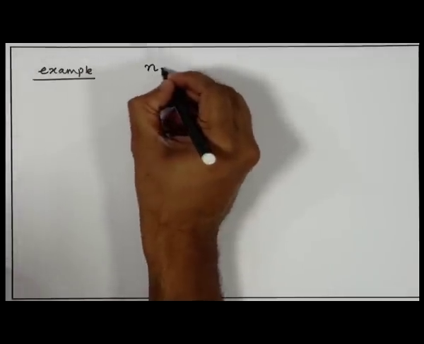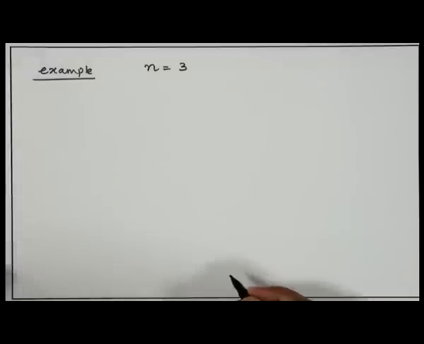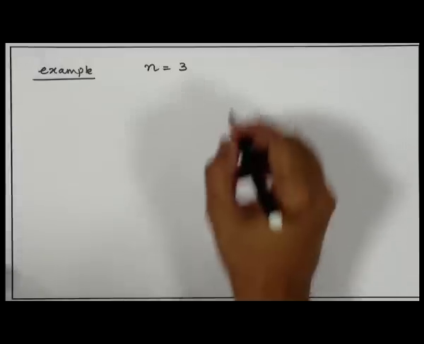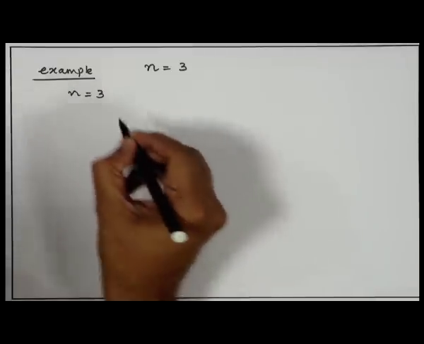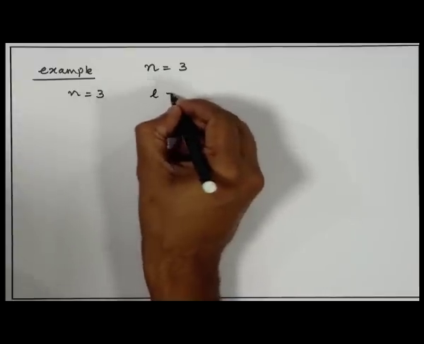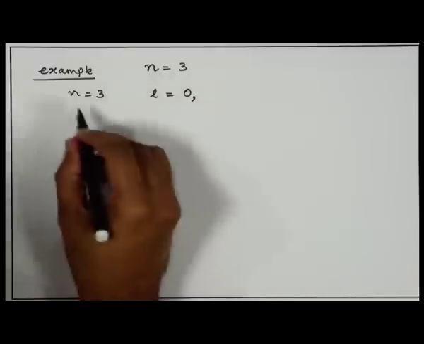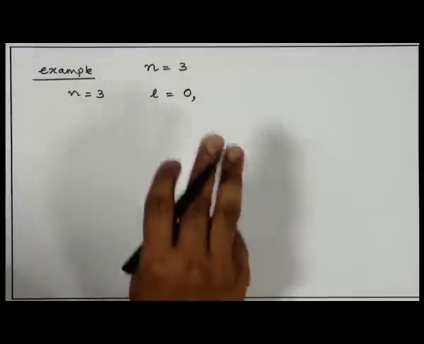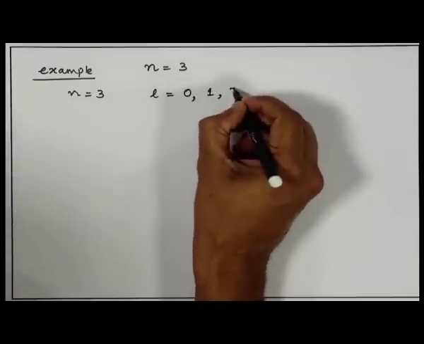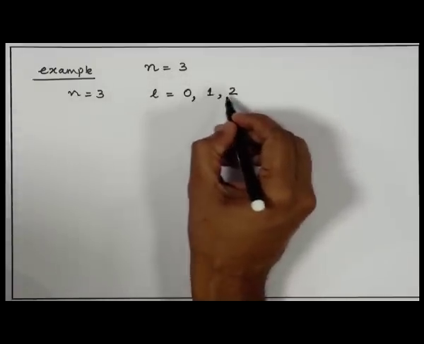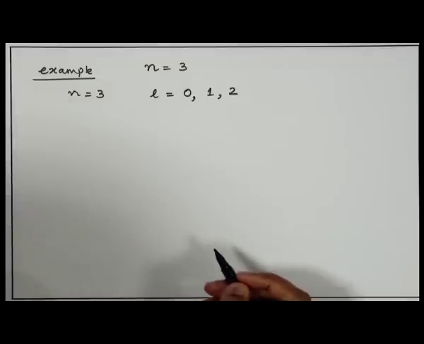Let us say my n value is 3. The task is to find out the number of orbitals, right. So, when n is 3, what are the possible values of L? Since n is 3, there are 3 possible values of L, and they are 0, 1, 2. So, it goes from 0 to n minus 1, all right.